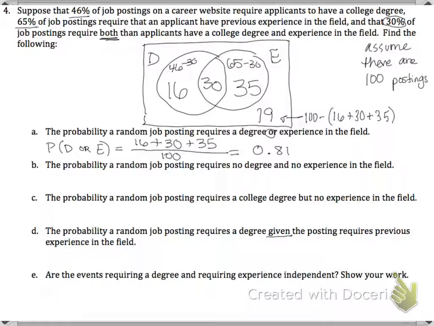So let's go to B. This is going to be the probability that a random job posting requires no degree and no experience. So that would be the probability there's no degree required and no experience. So that's a no on the E as well, okay?